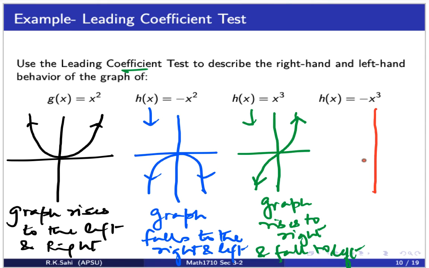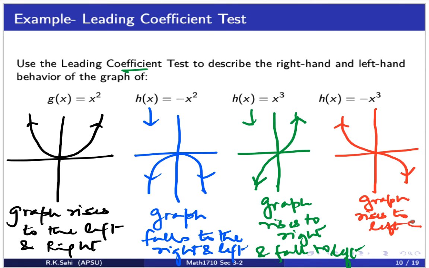Okay, when you have h of x equals minus x cubed, we just talked about it a few minutes earlier. It's just a repetition, guys, but it will help us to remember it also. So this is how the graph looks, right? An odd function with a negative coefficient in the front. So what does that mean? The graph rises to the left and falls to the right.